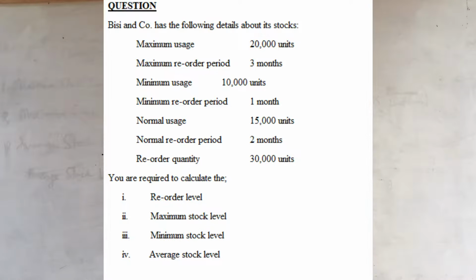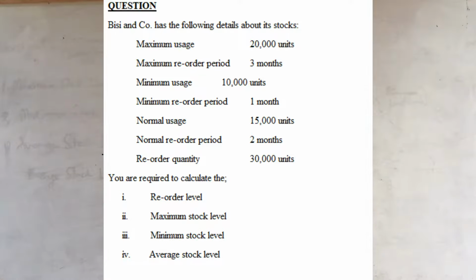BC & Co has the following details about its stocks. We have the maximum usage to be 20,000 units. Maximum reorder period to be 3 months. Minimum usage 10,000 units. Minimum reorder period 1 month. Normal usage 15,000 units. Normal reorder period 2 months. And then we have the reorder quantity to be 30,000 units.